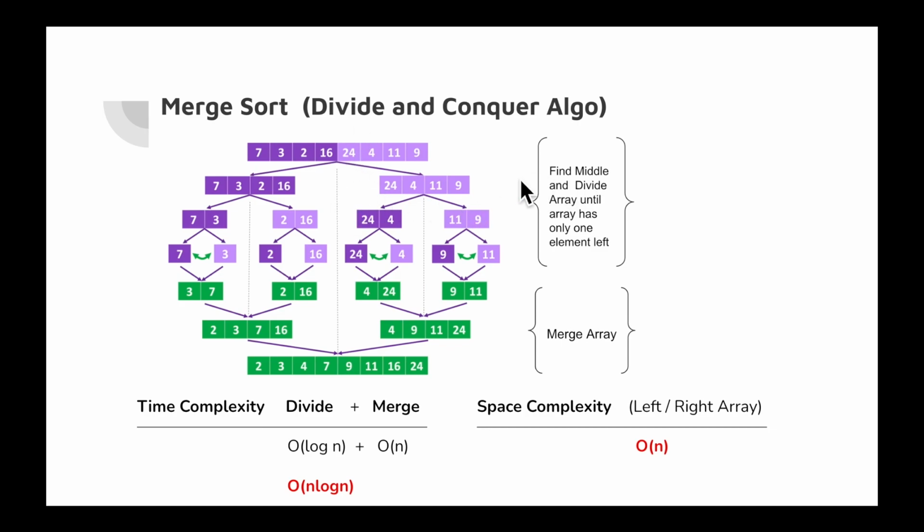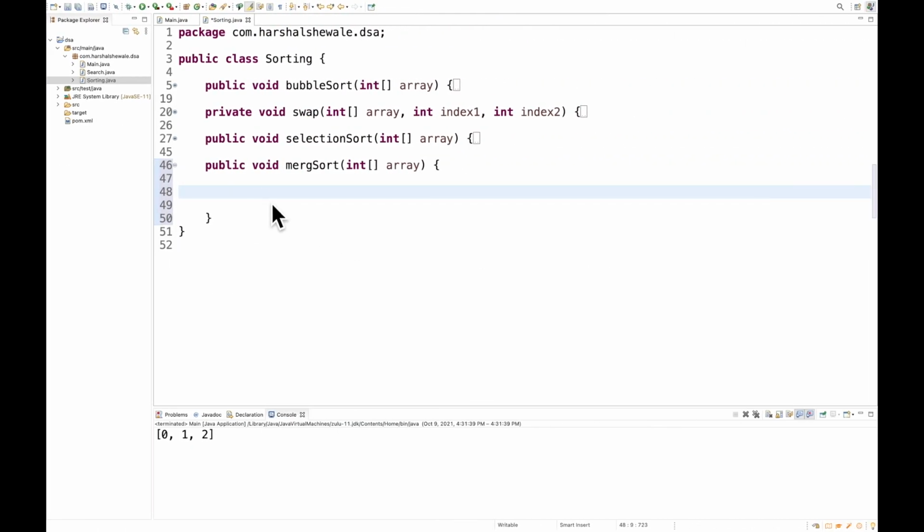And how do we divide the array? We are going to find the middle and divide the array. So let's find the middle. Now we have the array. Now middle. How do we find the middle? Obviously array dot length divided by 2. Then we got the middle.